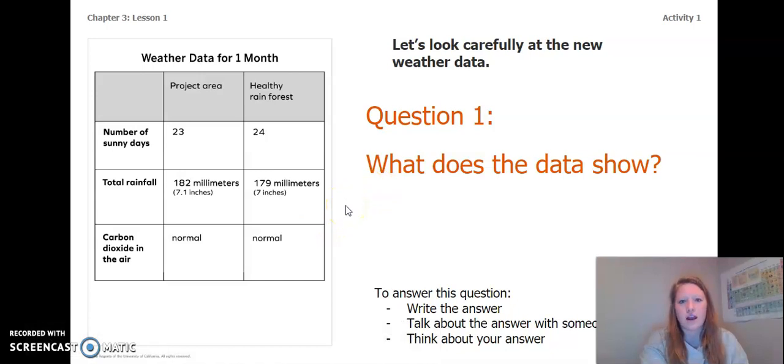So what I want you to do now is to answer this question. What does the data show? To answer this question, you can write the answer in your Chapter 3, Lesson 1 activity packet in a notebook. You can talk about the answer with someone near you, or you can think about the answer in your head. Go ahead, pause the video, and answer this question now.